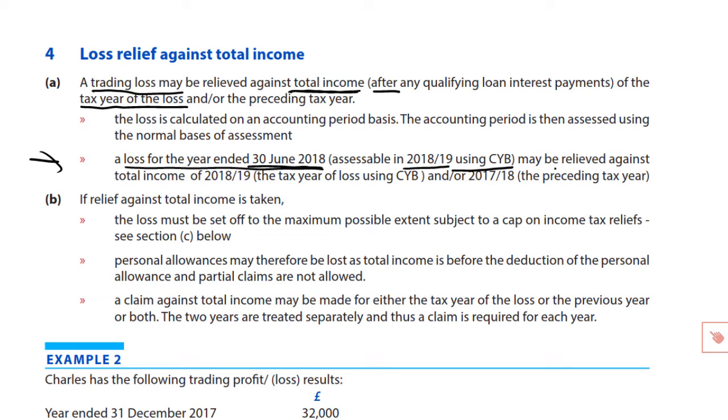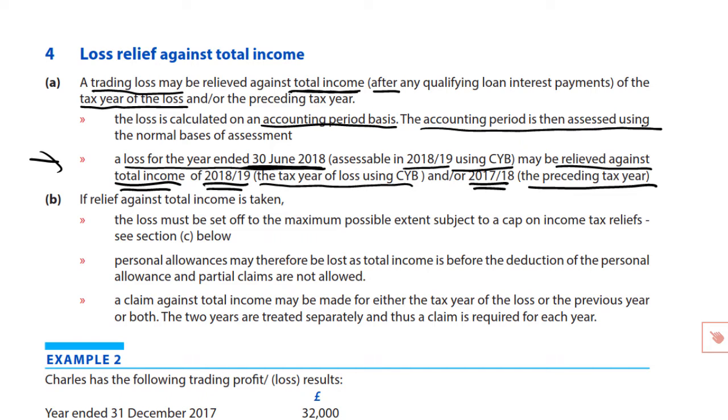So the loss of that year may be relieved against total income of the current tax year, 18-19, the tax year of loss using our normal CYB basis, and or the preceding tax year, which must therefore be 17-18. As we know, the loss is computed on an accounting period basis, and we will then have to take the accounting profit or loss, adjust it for taxation purposes, and then whatever that accounting period is, here the year ended 30th of June 18, that accounting period is then assessed using your normal basis of assessment, which on a normal ongoing business is of course CYB.